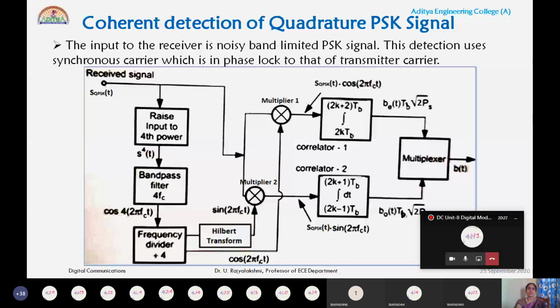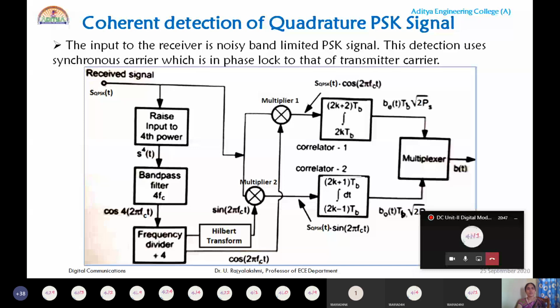Please observe the block diagram of coherent detection of QPSK. Here the input to the receiver is a noisy band limited PSK signal. I think you know the general form of QPSK signal. What is the general form? It is a sum of S_I(t) plus S_Q(t).